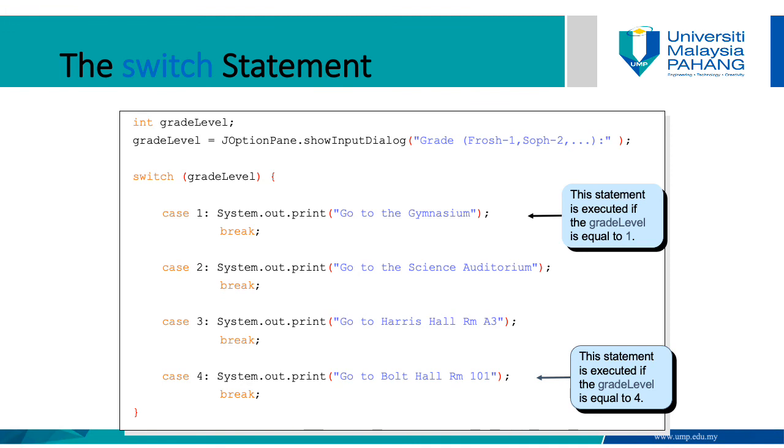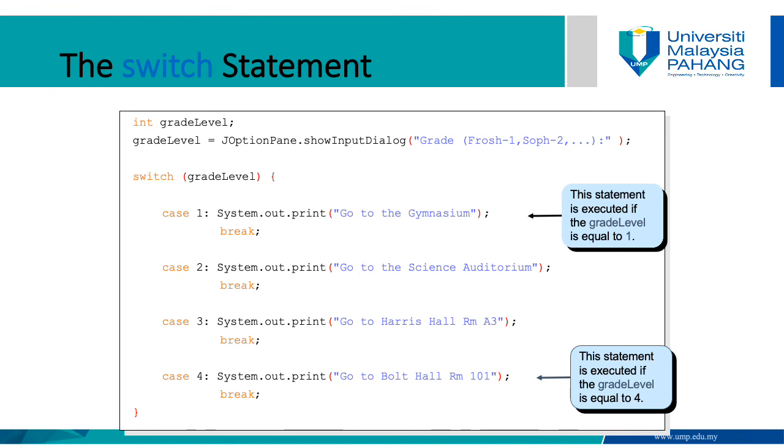When you do the if statement, it's if, else if, else if, else if, then else. Here when you use the switch statement, it uses case. So for example here, case 1, you print go to the gym. Break means that when you run the code, you will break here and then it will exit the switch statement. Case 2, go to the science auditorium. Case 3, go to Harris Hall. Case 4, go to Bolt Hall.